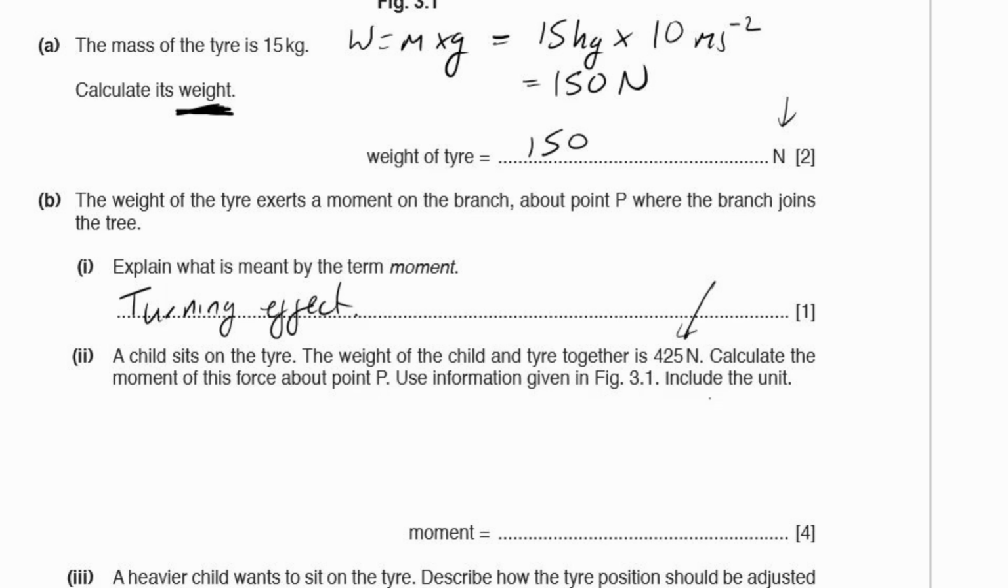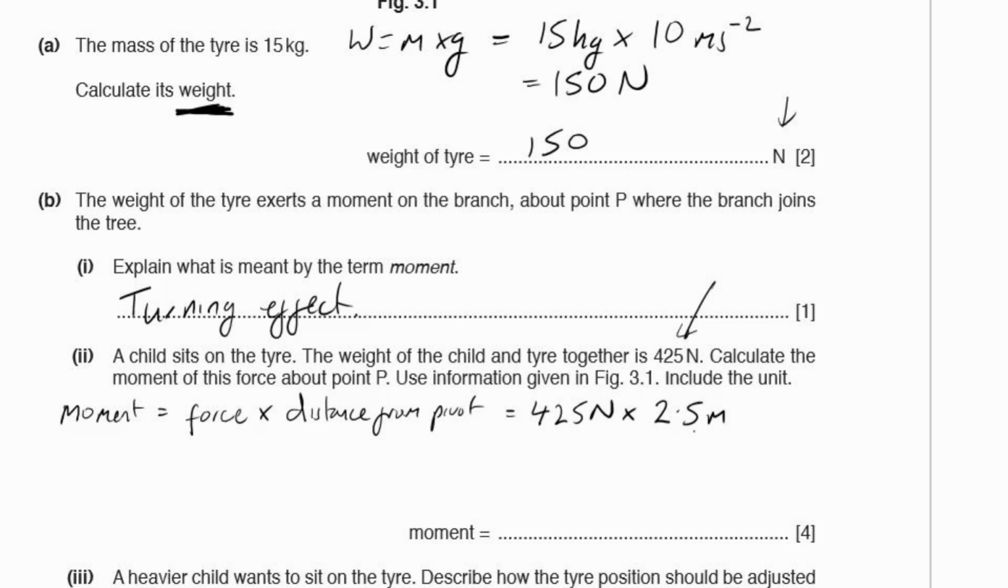Calculate the moment of this force about point P. Use the information given in 3.1 and include the unit. Well, first things first, what do we know? We know that moment equals force times distance from pivot. The force, which we've just been given in this question, is 425 newtons, multiplied by the distance from the pivot. The swing was 2.5 meters away from the end of the branch where it joins the tree trunk.